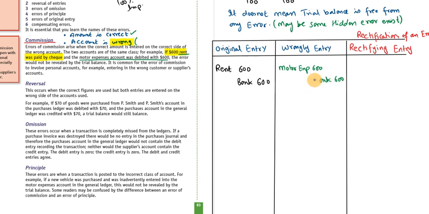600. Here we can write in black color. So bank is credited by 600. You can see that in the original entry bank should be credited, and in the wrong entry we also credited bank. So there is no problem with bank. There is no error in the recording of bank. The error happens here. We had to debit the rent, but wrongly we debited the motor expense.